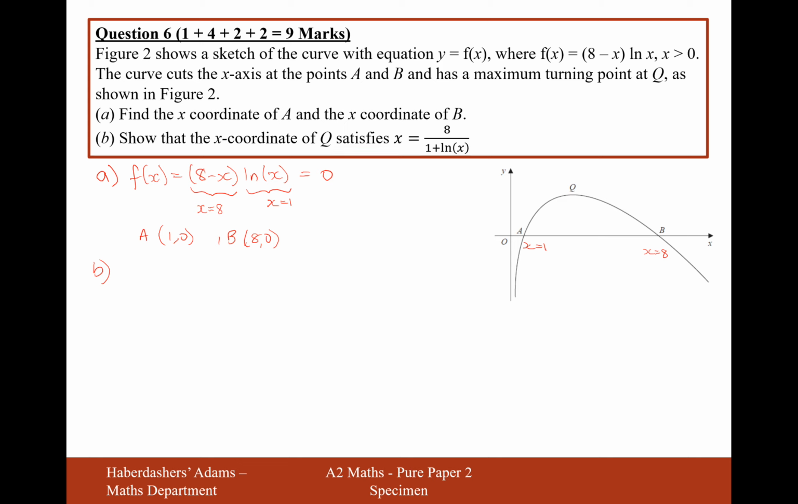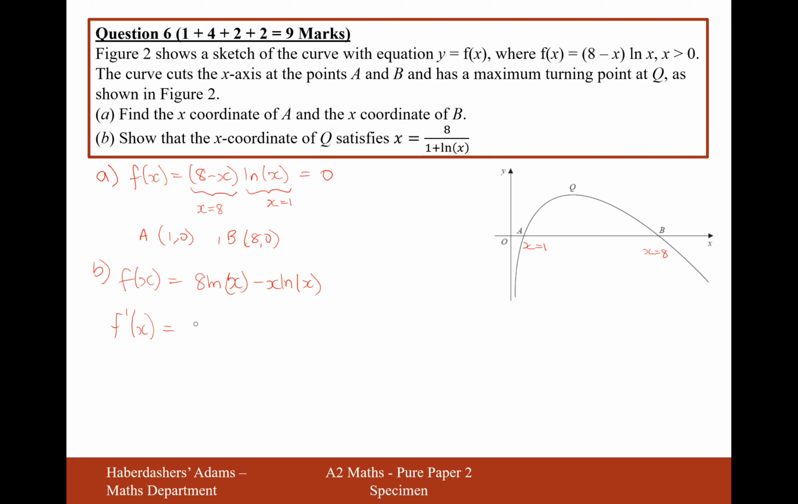Right, moving on to part B, show that the x-coordinate of Q can be found by x equals 8 over 1 plus ln x. So, we're going to need to differentiate the function for this. So, expanding the brackets, f of x is equal to 8 ln x minus x ln x. So the first part is just going to be fairly straightforward. The second part will be using the product rule.